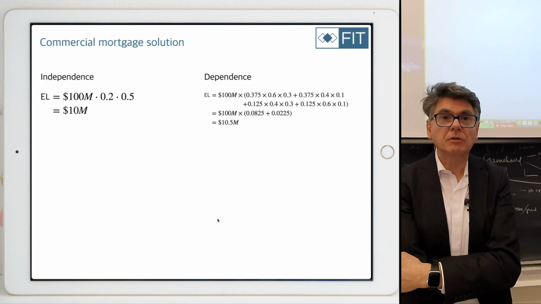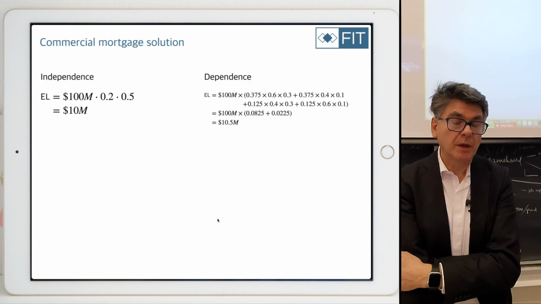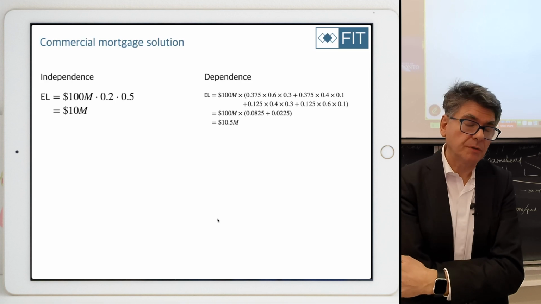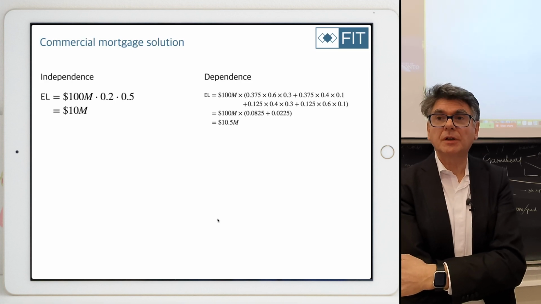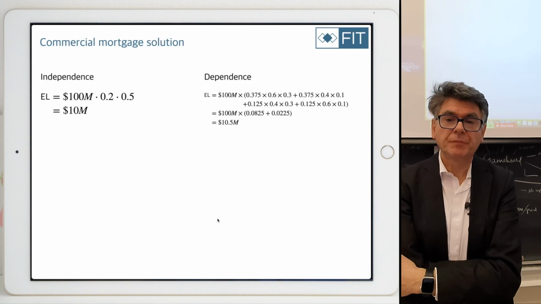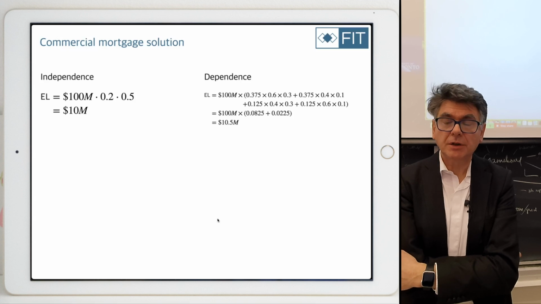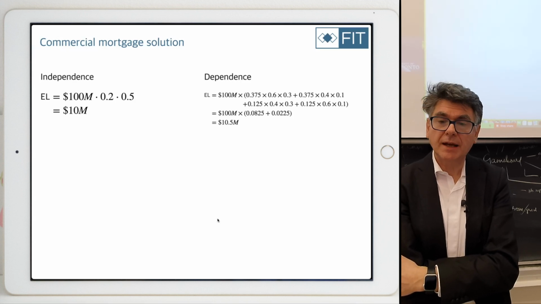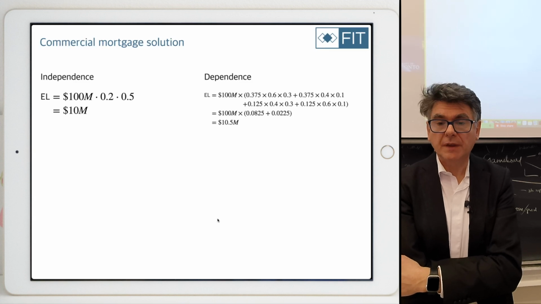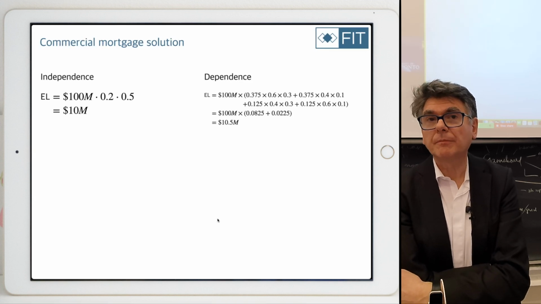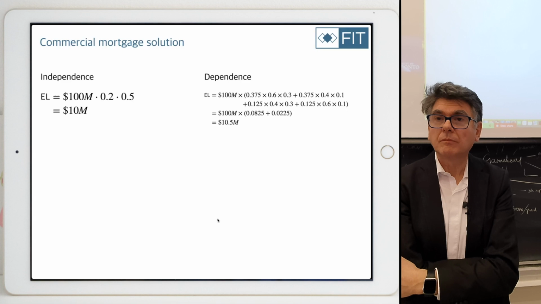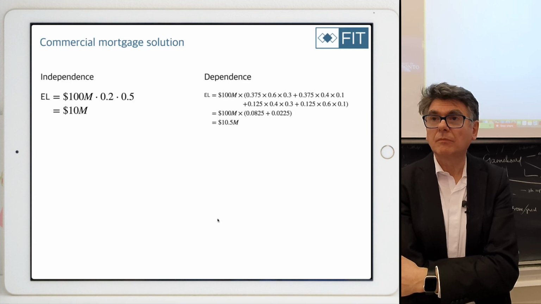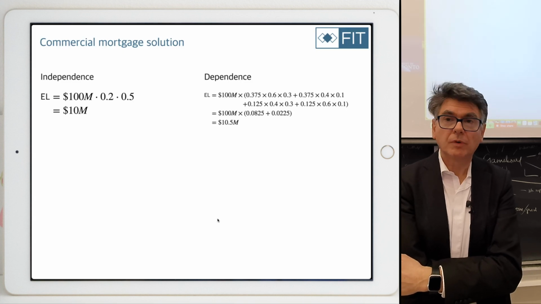Probability of recovery goes up, so loss given default goes down. Probability of solvency gets better, so default goes down to 10%. That's 37.5, and then 12.5 and 12.5. The answer is 10.5 million. Okay?